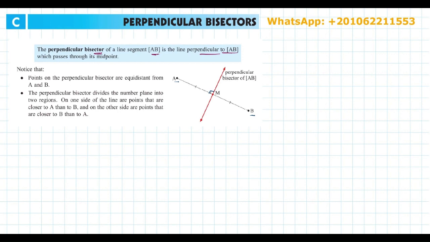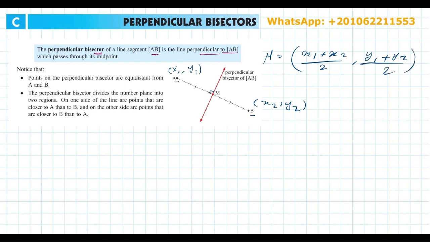Okay, if you need to find the midpoint between 2 points such as A and B, where point A has coordinates x1 and y1, and point B has coordinates x2 and y2, then the midpoint M equals x1 plus x2 over 2, and y1 plus y2 over 2. This is the first rule. We're going to deal with it today.